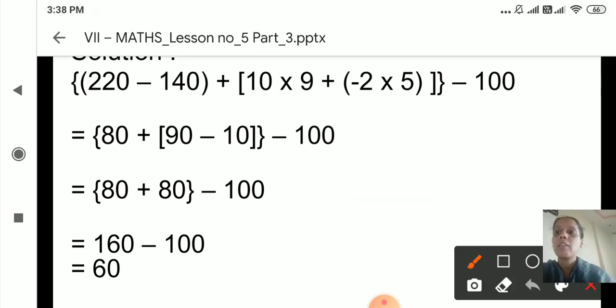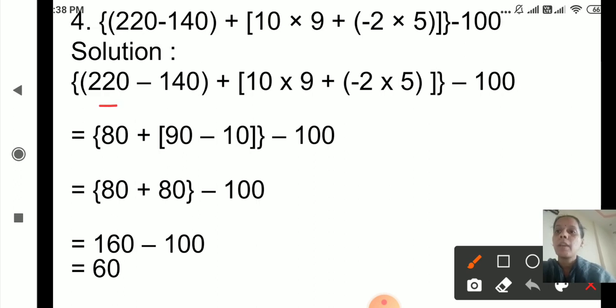Once again I will explain. First 220 minus 140, that is 80. Now 10 multiplied by 9 is 90. 2 5s are 10 and plus minus is minus, so minus 10 we will write down, and outside the bracket minus 100 as it is. Now 80 we have written as it is in the next step.